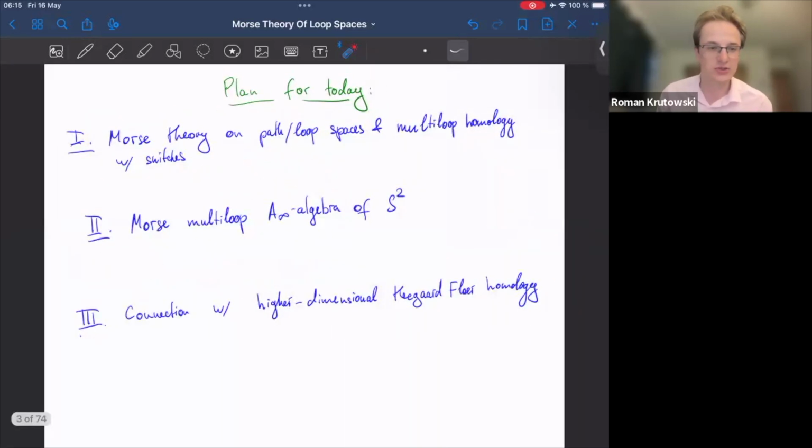And here's roughly the plan for today. So I'll start by kind of reminding how one can do Morse theory on path and loop spaces, and how one can introduce various string topological operations this way. And I will introduce this multi-loop homology with switches, and then I'll explain our computation of the associated Morse multi-loop infinity algebra in the case of sphere. And in the end, I'll tell about the connection with higher dimensional Hilbert-Floer homology.